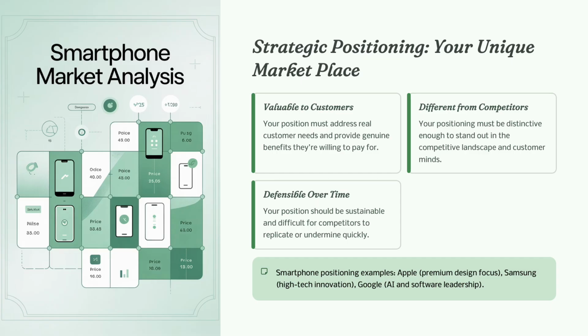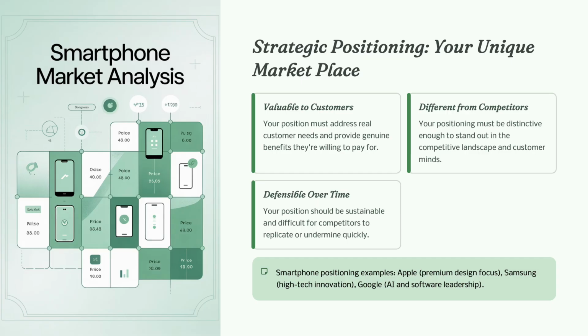All this analysis leads to one crucial decision: your strategic positioning. This is how you choose to compete and where you decide to position yourself in the market. Let's look at the smartphone industry to see how this works. Apple positioned itself as the premium, design-focused option. Samsung positioned itself as the high-tech innovator with cutting-edge features. Google positioned itself as the AI and software leader. Each company found a unique space in the market where they could be the best.